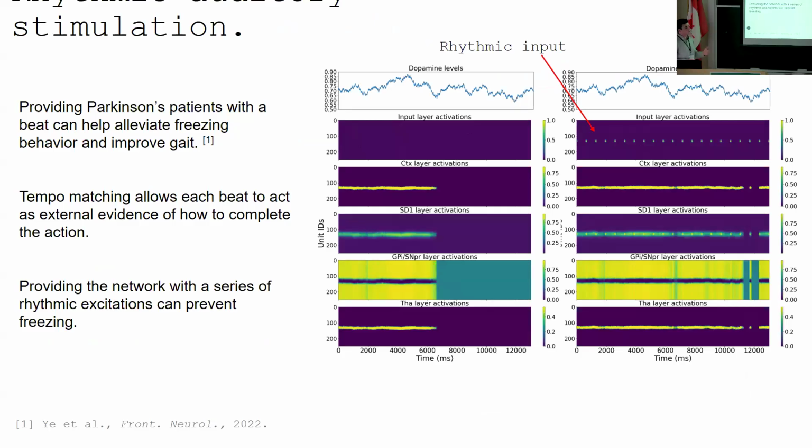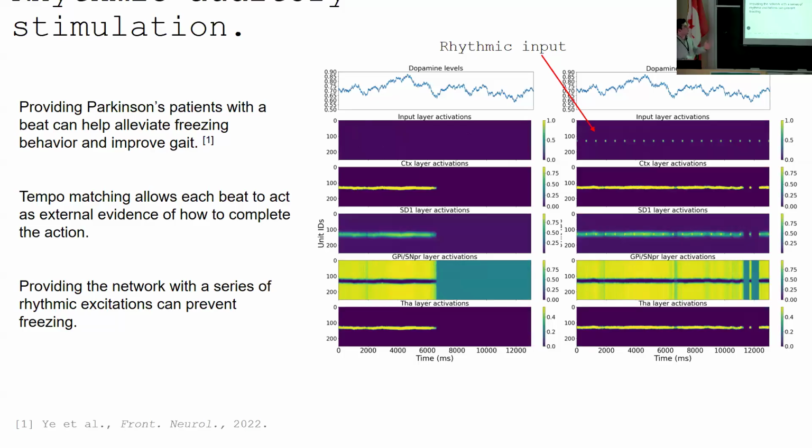But what we see is that if you give Parkinson's patients a beat to tap or to walk along to, they're able to walk both with reduced freezing, but also much more smoothly. And what we suggest is that this beat acts as an external cue to how to perform the action. They know now with which tempo they should be walking.